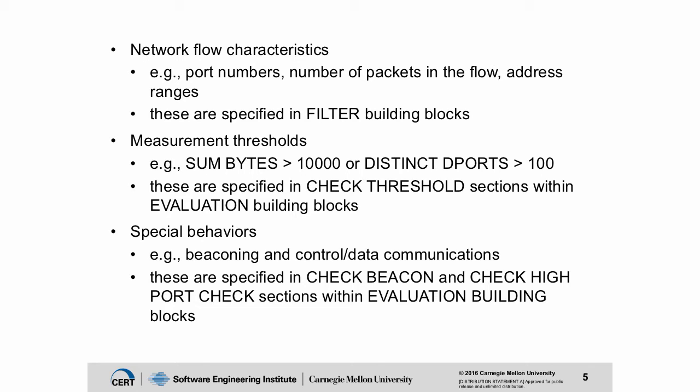The second condition type is measure thresholds, which are sums, averages, proportions, or counts tracked across flows that occur during a given time window and exceed a specified value. For instance, sum bytes greater than 10,000, or distinct dports greater than 100. These are specified in check threshold sections within evaluation building blocks.